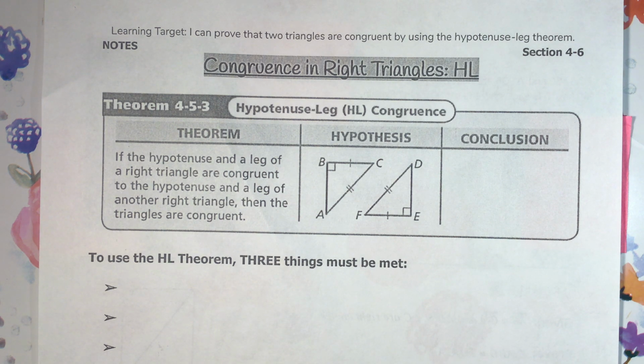Today we are in our last section for Chapter 4 in Geometry. It's Section 4-6, and it is Congruence in Right Triangles by Hypotenuse Leg, or HL for short. What I'd like for you to be able to do by the end of class is to prove that two triangles are congruent by using the hypotenuse leg theorem.